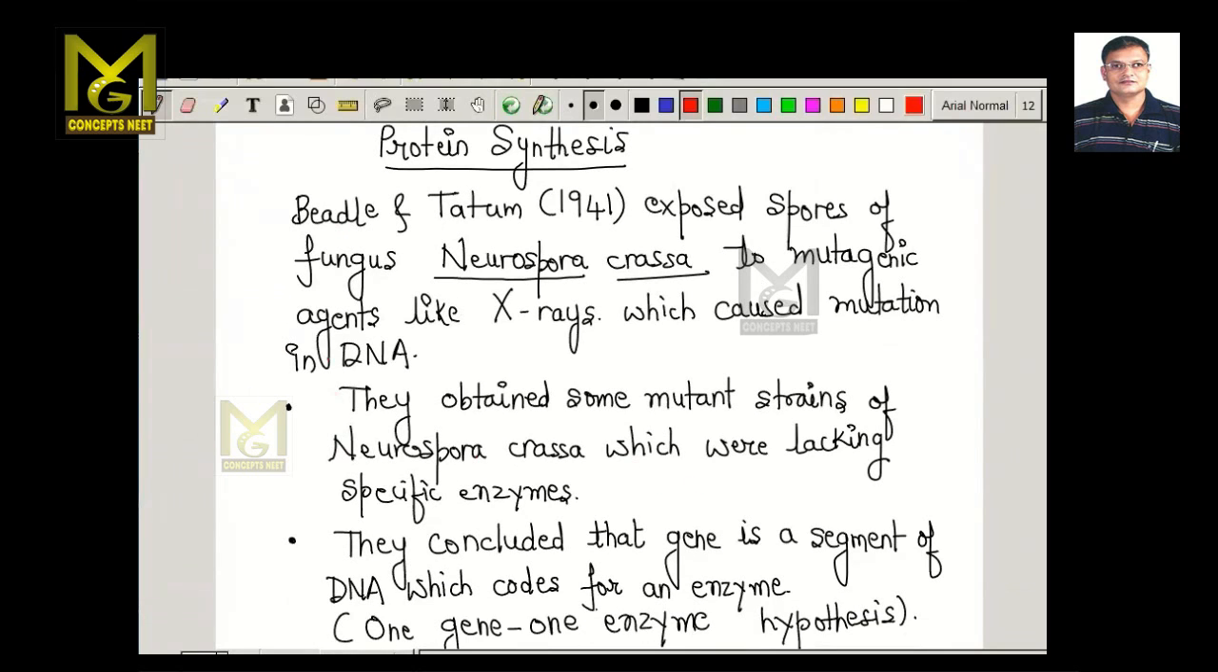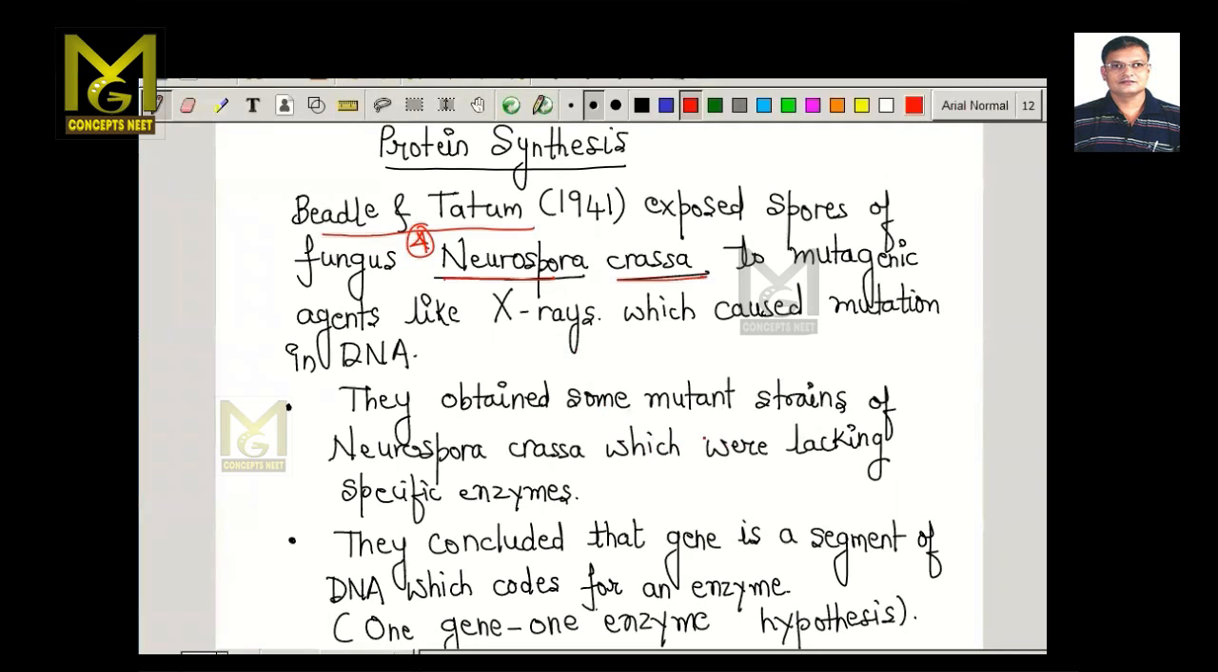An important contribution was made by Beadle and Tatum. Beadle and Tatum in 1941 exposed the spores of a fungus, and it was Neurospora crassa. So this is the fungus. Normally they ask this in the NEET examination, so please take care of this. They'll ask you whether they exposed the radiation to either bacteria or which fungi, etc. So you have to remember that it is Neurospora crassa.